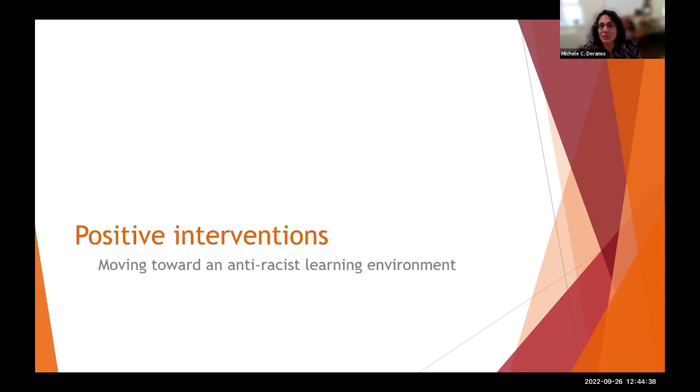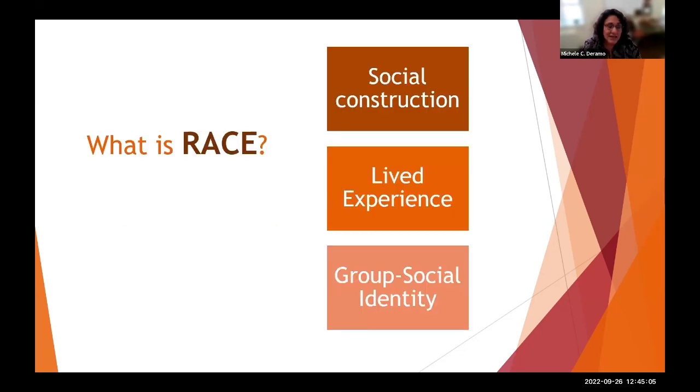And I want to move into what I'm calling the positive interventions, moving towards that anti-racist learning environment. Again, it's that deliberate decision on your part, and you may not be at the place where you're going to make that decision, but this is moving to the next step: I'm going to make this a classroom that creates the conditions for ending racism. Which begins with asking the question, what is race?